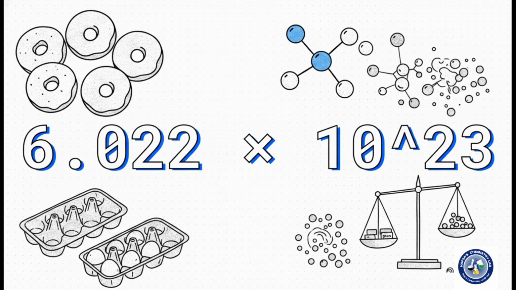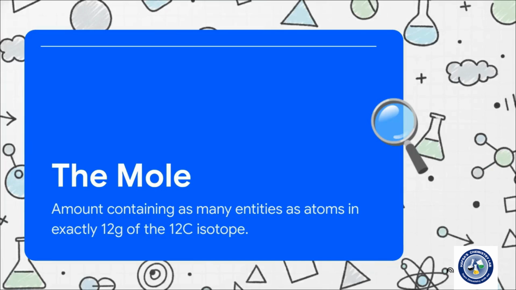A dozen is always 12, whether it's eggs or donuts, right? Well, Avogadro's number is the exact amount of particles you need to translate atomic mass into actual usable grams. We call this massive amount a mole. By definition, it's the amount of a substance containing exactly as many particles as there are atoms in exactly 12 grams of the carbon-12 isotope.